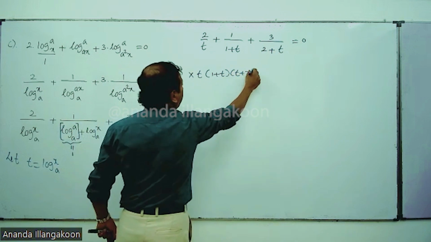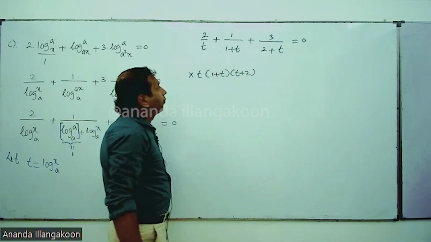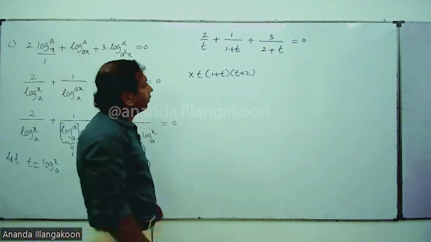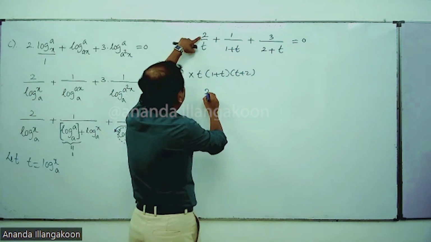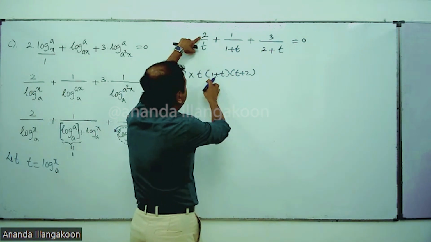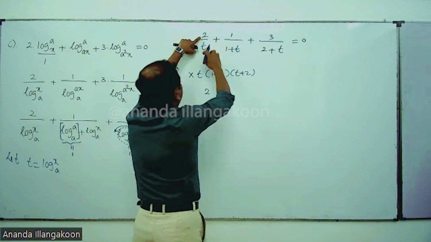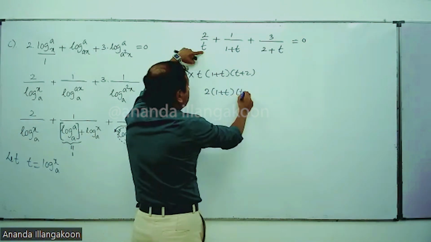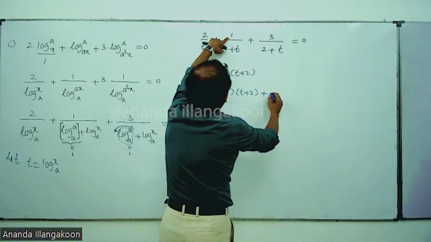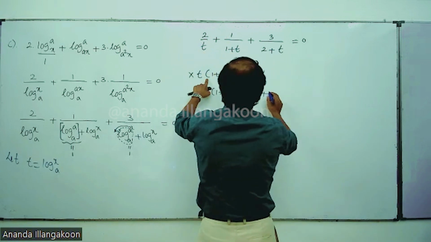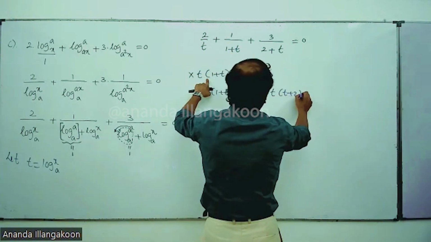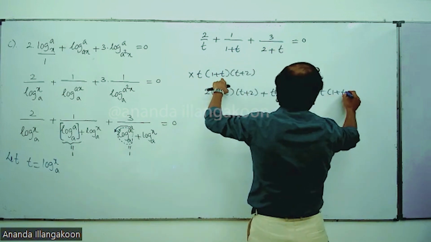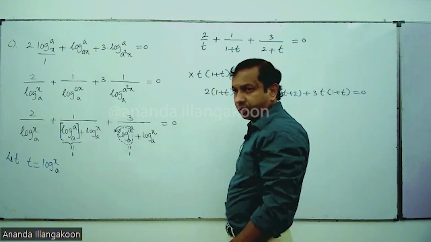Now what we do, people, we multiply both sides by T into 1 plus T into T plus 2. By this product, we multiply. Then this 2 should be multiplied by this product. This T will cancel off. 1 plus T, T plus 2 come in there. Here, this 1 plus T factor will cancel. T times T plus 2 come in. Here, T and 1 plus T, equals 0. Now, simplify this.